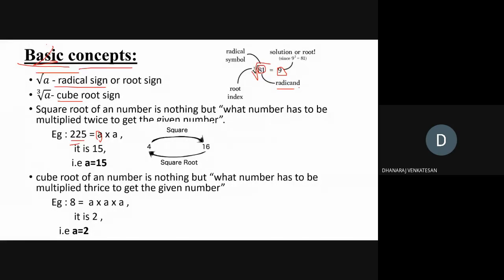Similarly, for cube root, a number has to be multiplied thrice. That is the root of that number. For 8, some number has to be multiplied thrice. That is its cube root. Here 2 is the cube root of 8, and 15 is the square root of 225. This is a simple basic concept you have to remember often. A number which has to be multiplied twice or thrice is known as the root for that number. You have to remember which number we have to multiply. Okay, we'll step into problem solving.